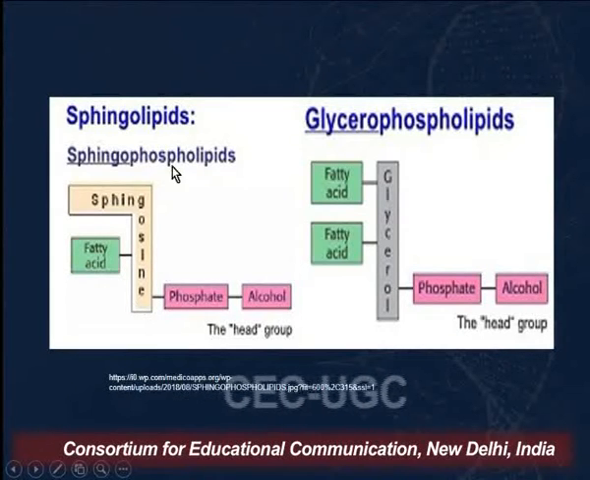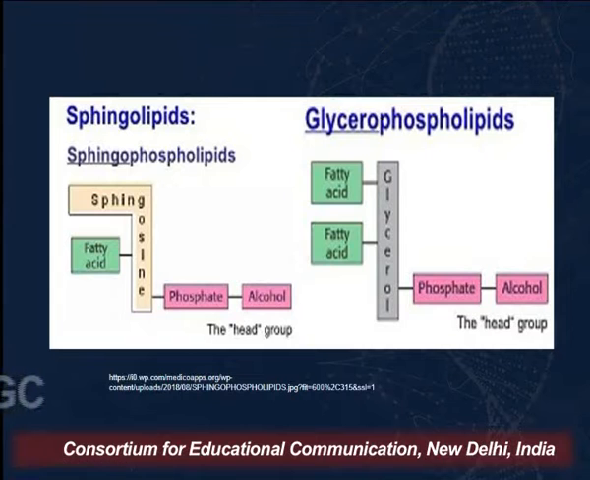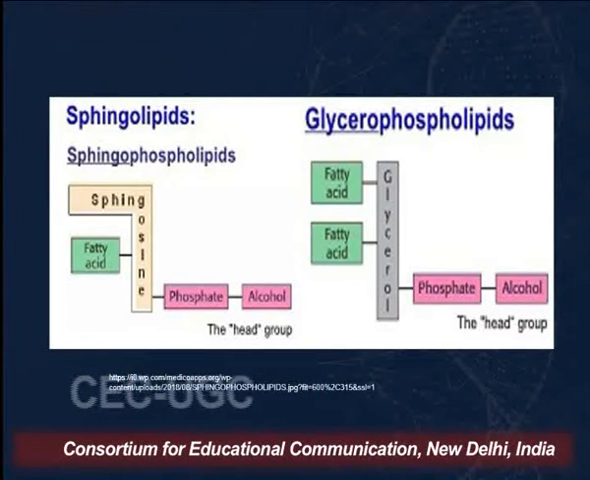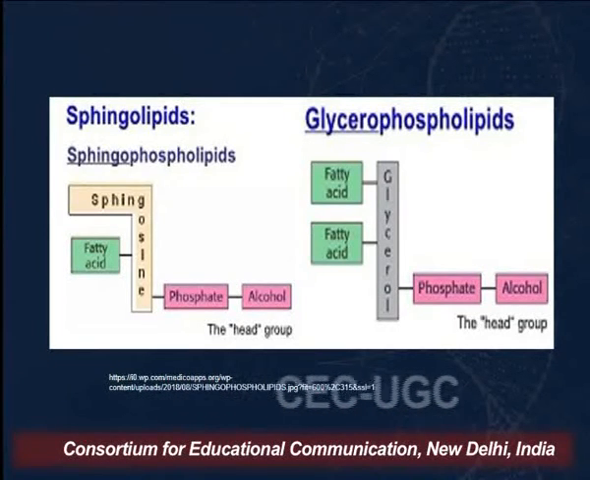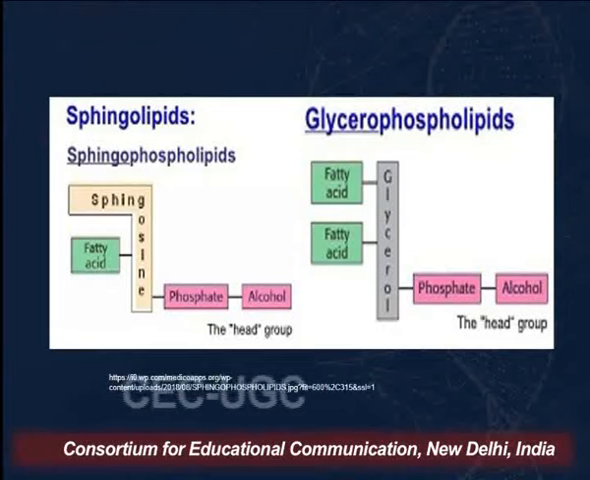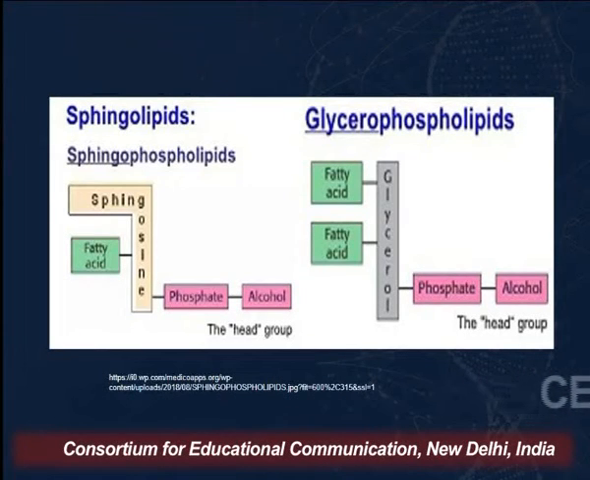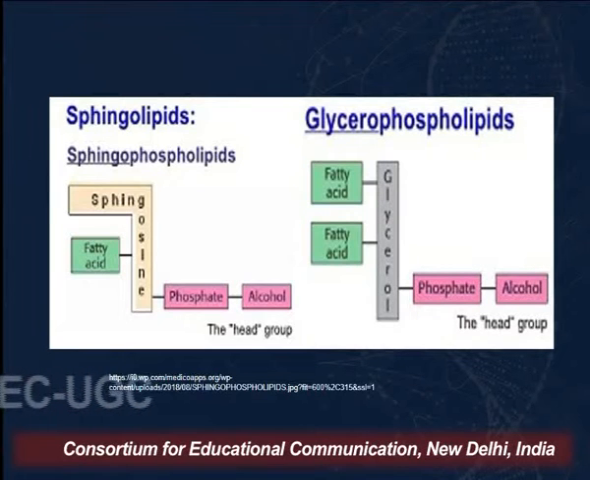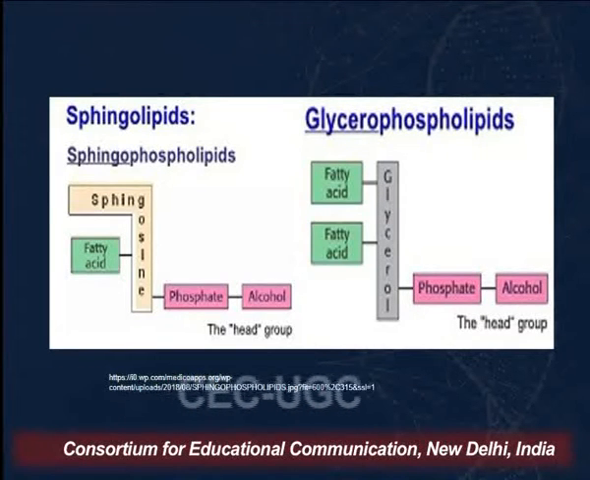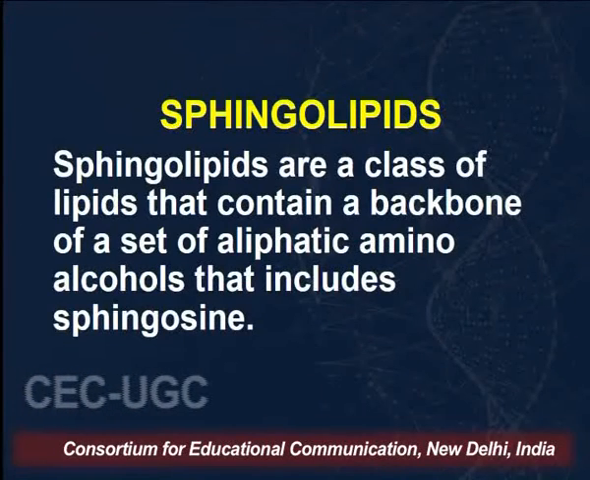So what is the difference between the sphingolipids and the glycerophospholipids or glycerolipids? The main difference is the backbone. That is, in sphingophospholipids, the backbone alcohol is sphingosine, whereas in glycerophospholipids, the backbone alcohol is glycerol. So this is what you have to keep in mind, the basic difference between a sphingolipid and a glycerolipid is the difference in their alcohols, which make the main skeleton of the molecule.